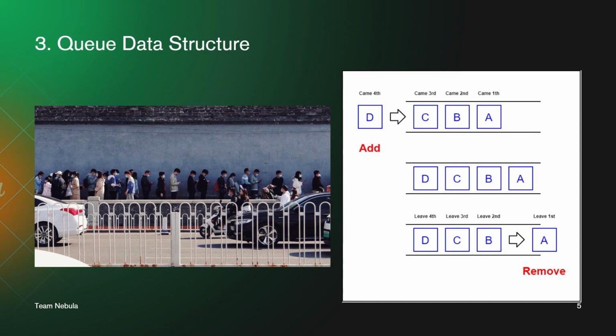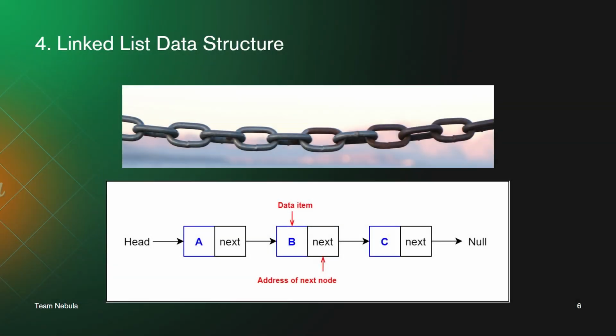Queue data structure. In contrast to a stack, a queue operates on a first in, first out principle. Think of a queue of people waiting at a ticket counter. The first person in line will be the first one to receive a ticket. Linked list data structure. In a linked list, data elements are connected through a series of nodes. Each node contains the data item and a reference to the next node.